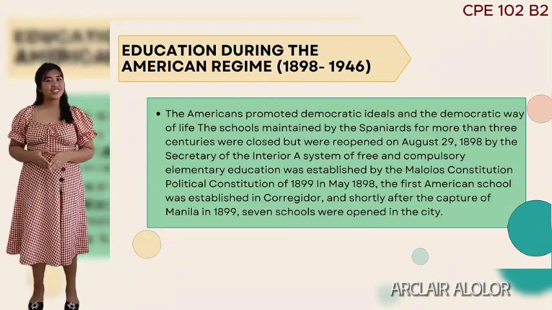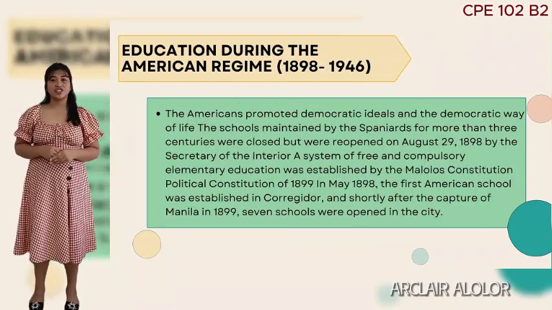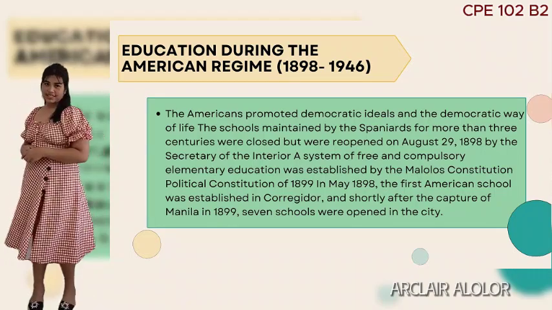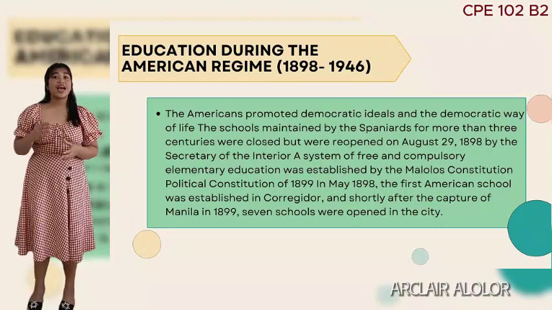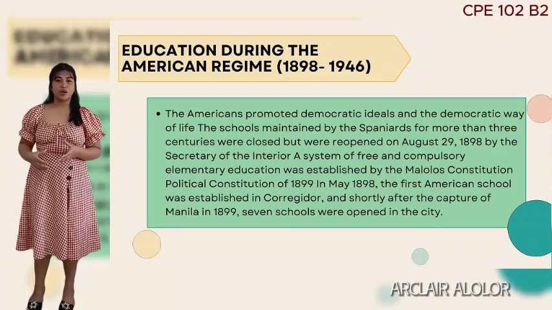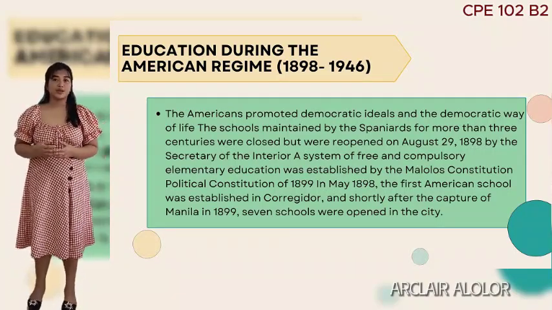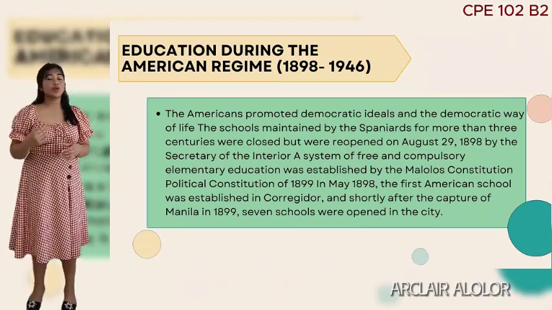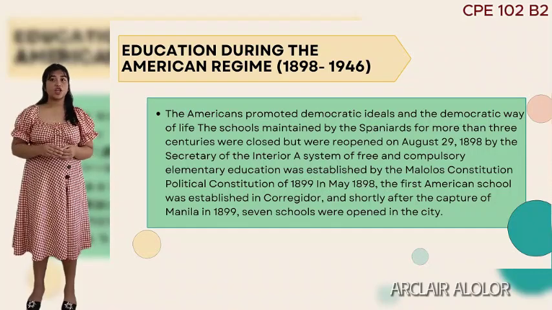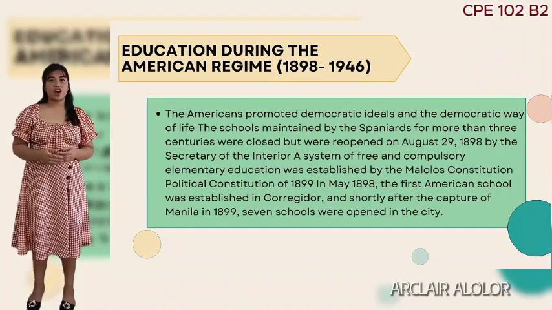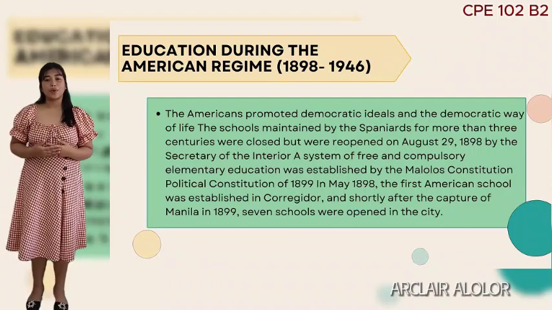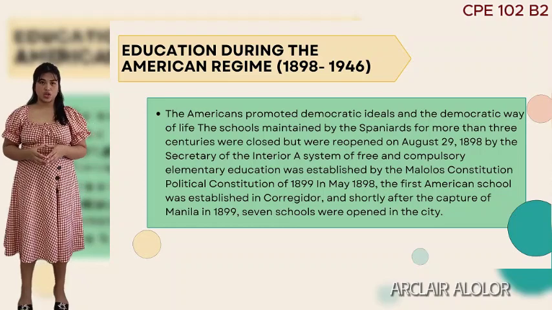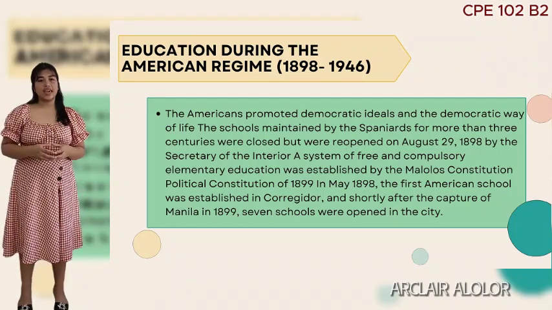Number 4, education during the American regime, 1898 to 1946. The Americans promoted democratic ideas and a democratic way of life. The schools maintained by the Spaniards for more than 3 centuries were closed, but reopened on August 29, 1898 by the Secretary of the Interior. A system of free and compulsory elementary education was established by the Malolos Constitution, the Political Constitution of 1899.